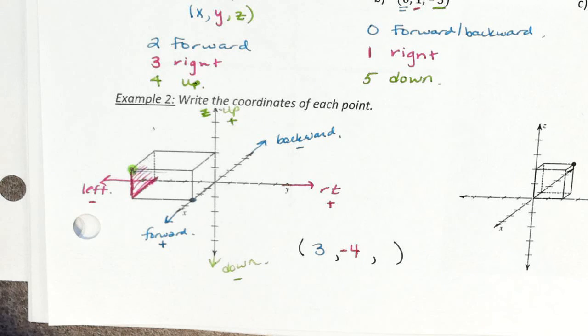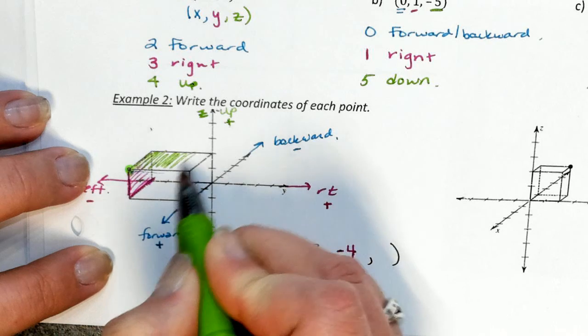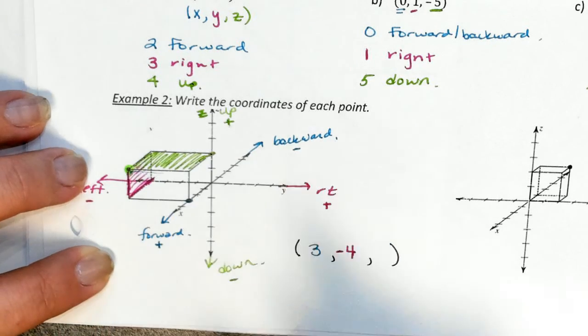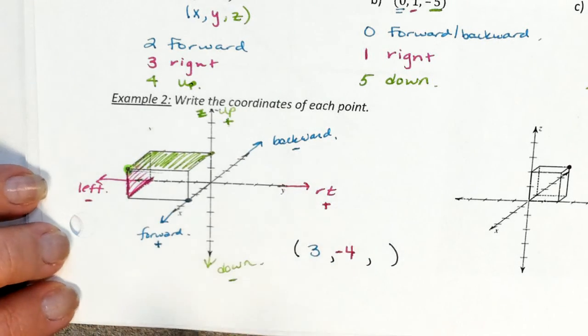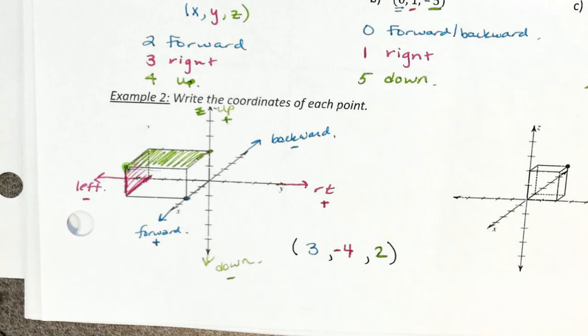The z-axis is how tall is that point. So this top plane is how tall it is. How tall is it on that z-axis? At 2. So we're going to have a 2 for our z coordinate.